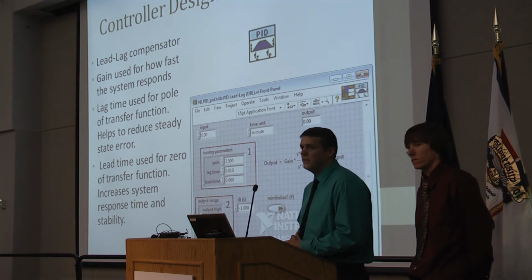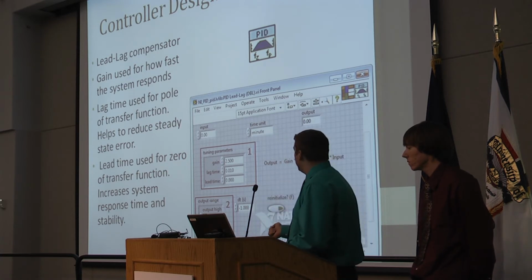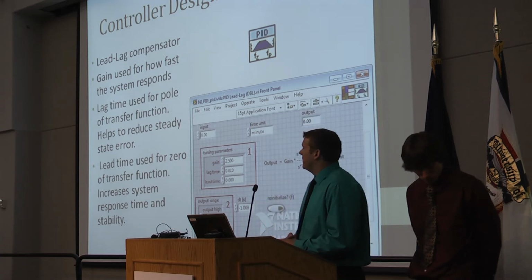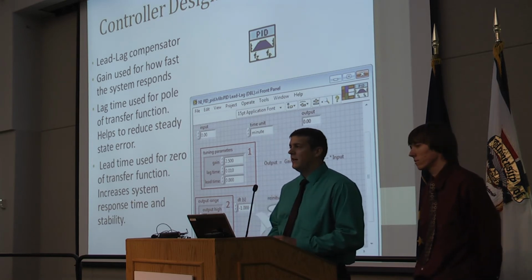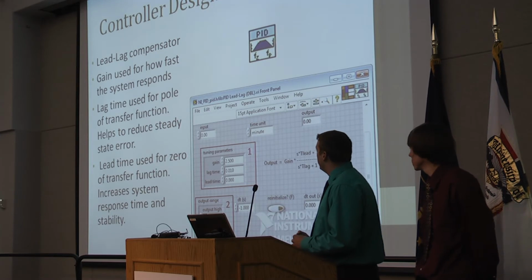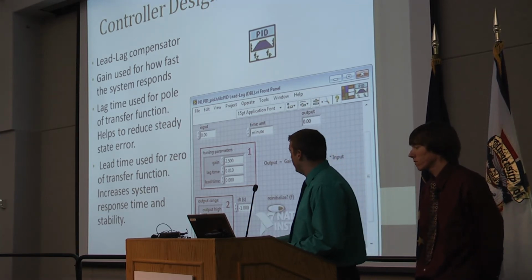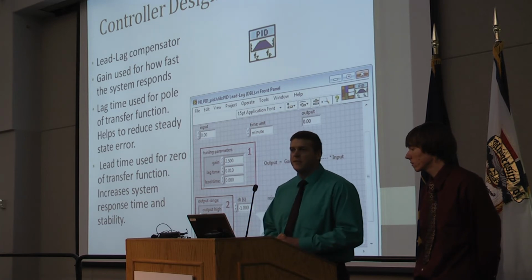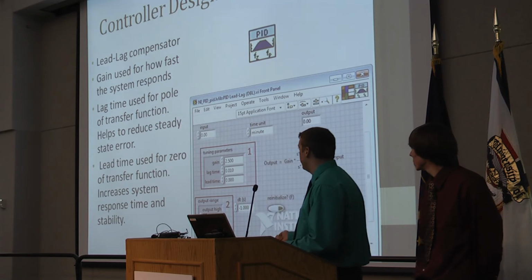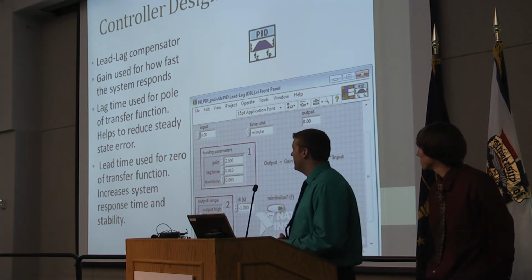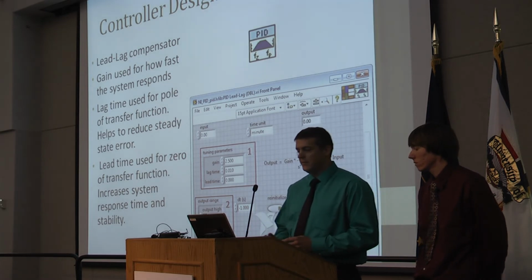And the gain is used to determine how fast the system responds. And the higher the gain, the faster the system responds. But if your gain gets too high, the compensator will overshoot the value that you're trying to enter. And we also changed the lag time, and this helps reduce steady state error. And after changing these 2 parameters, the system was stable and accurate and had a fairly fast response time. So we didn't change the lead time, but this lead time can also be used to increase the system response time and stability.